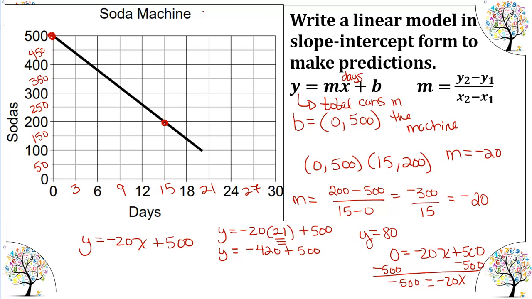Let's bring this up here. So we have negative 500 equals negative 20 times x. Let's divide by negative 20. And the total number of days it is going to take to empty the machine is going to be 25. So on this day, about right here, if this is 25 and that's 26 and that's 27, we can see and predict our line will hit the x-axis.